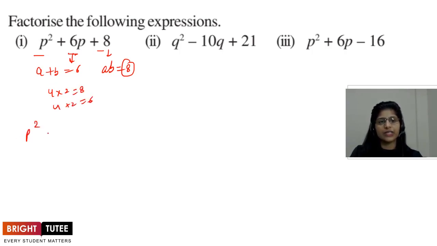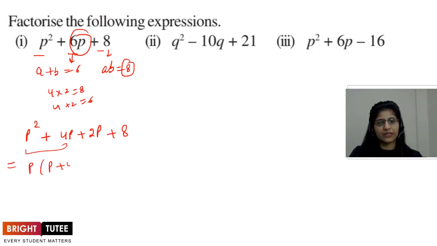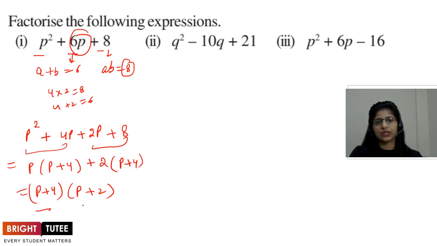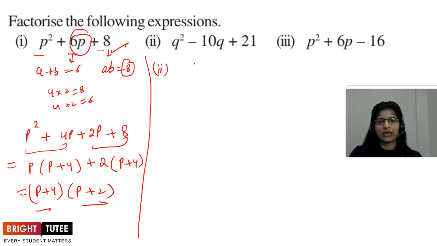So we will write p square plus 6p will be broken or split into 4p plus 2p plus 8 as it is. So just the middle term is to be split. So out of these two, p is common, p plus 4, plus out of these two, 2 is common, p plus 4. Of the complete, p plus 4 is common and we are left with p plus 2. So these are the two factors for the given expression in the first part. Clear?